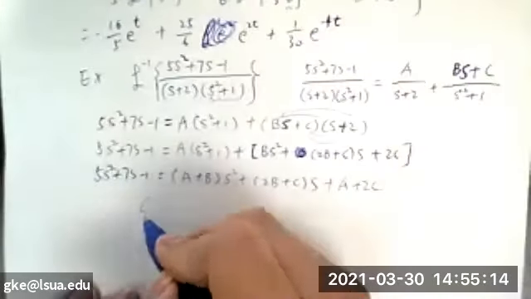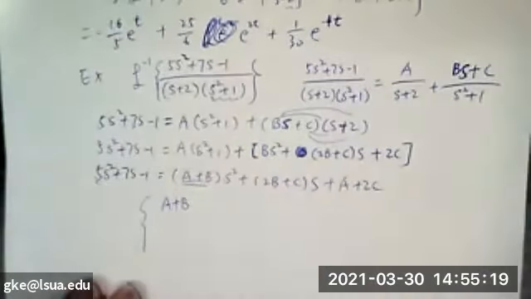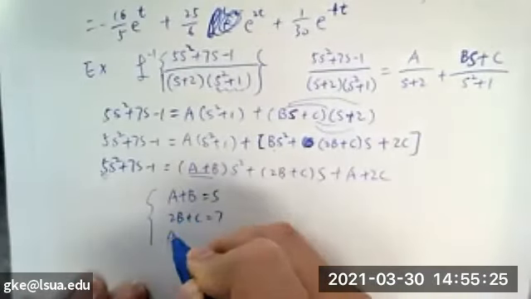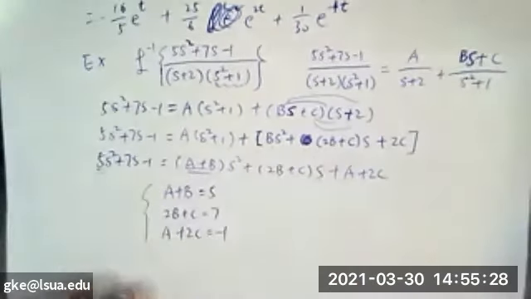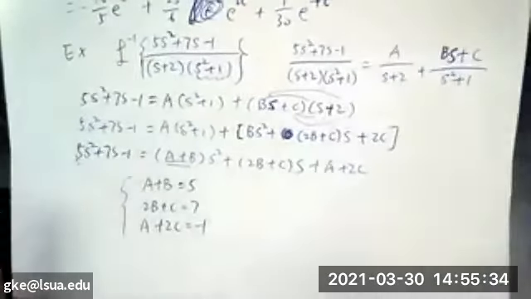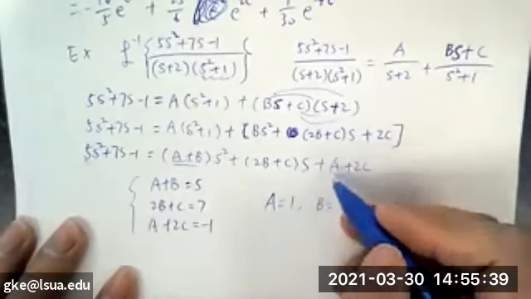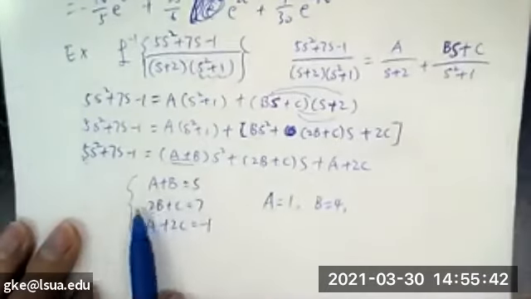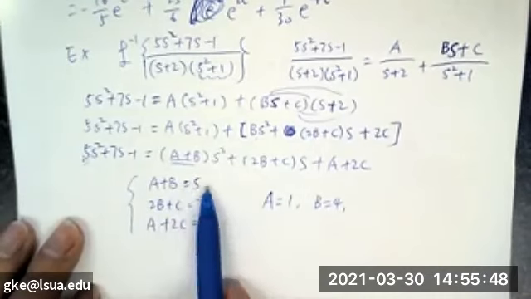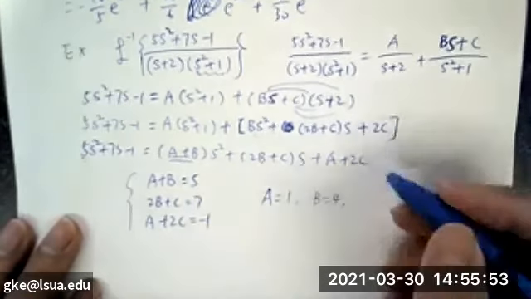Now we have three equations. The coefficients equal each other: a plus b equals 5, 2b plus c equals 7, a plus 2c equals -1. Right? And then we can solve it. Here, I just gave you guys the answer. You can do it by yourself. Okay, it's not too hard for this guy. Basically, what you can do, just let the first equation a equals 5 minus b and plug in here, right? So two equations, two unknowns. We should be able to solve it.